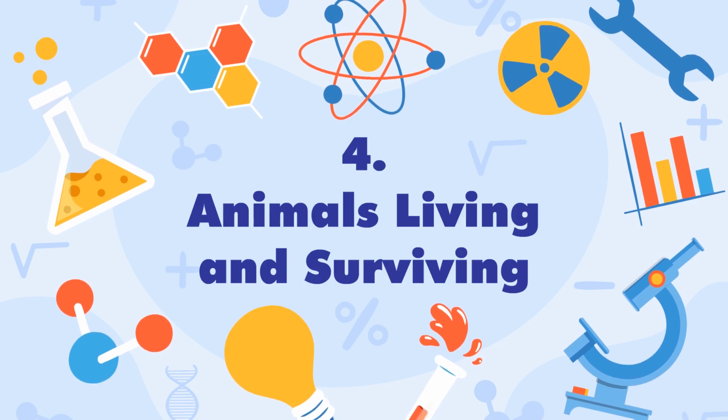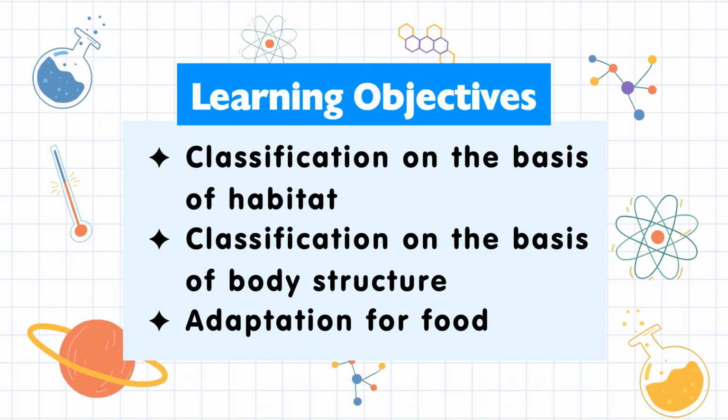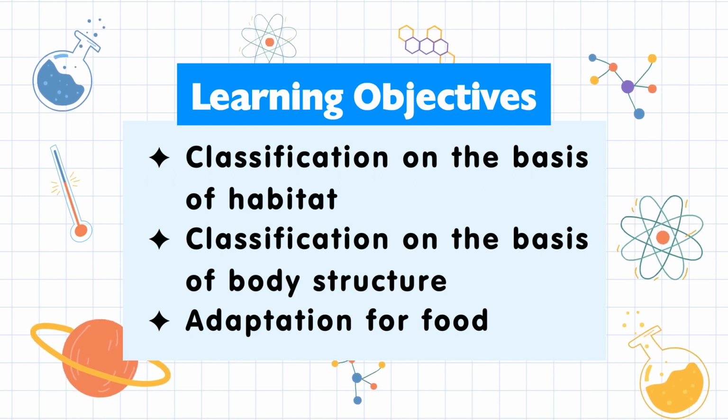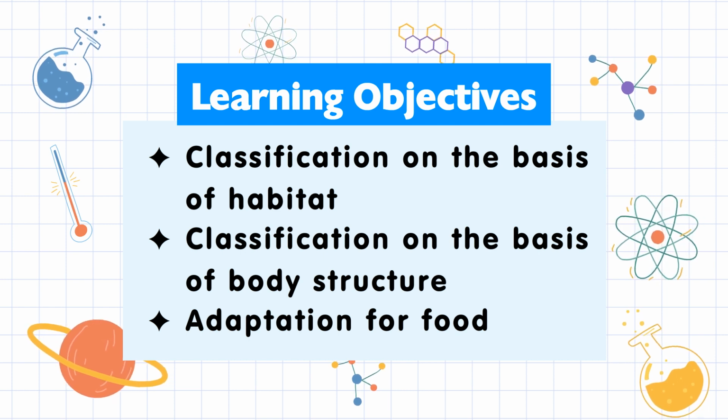Chapter 4: Animals Living and Surviving. Learning Objectives: Classification on the basis of habitat, classification on the basis of body structure, adaptation for food.